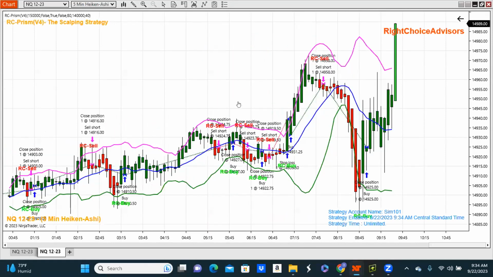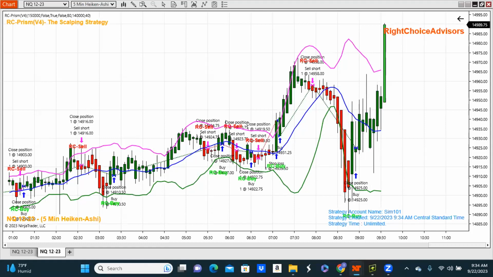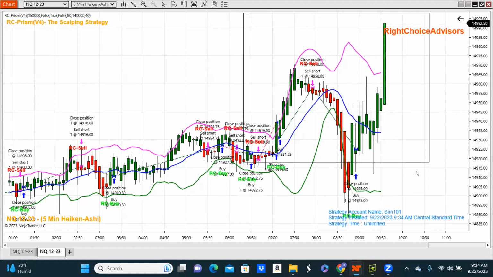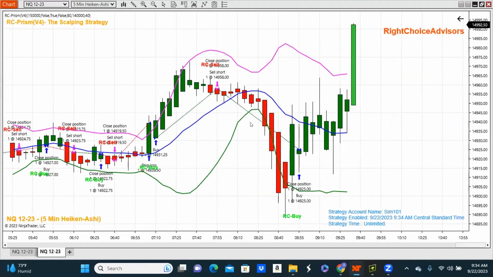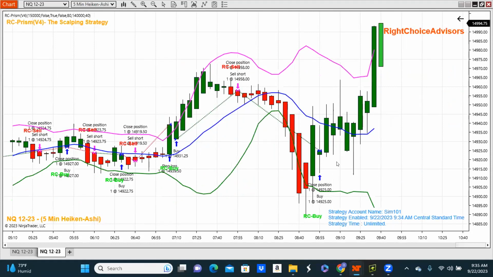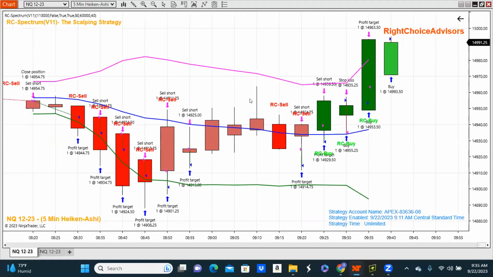For example, if you would have used Prism, it took a buy at 14925. Approximately 50 to 70 points up. 70 points is $1,500 in just one single trade. That is how Prism will work, where it takes a signal and then waits until all the targets are done. Whereas Spectrum, on every candle, will see whether the market is bullish or bearish, and based on that, it will take a trade and give you gains. So again, it took one more buy.